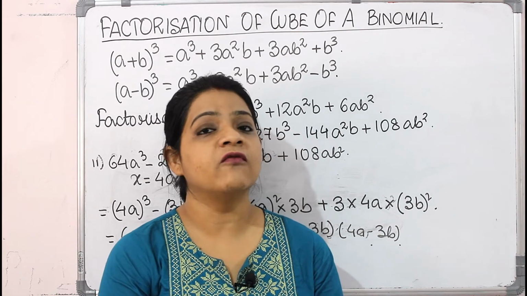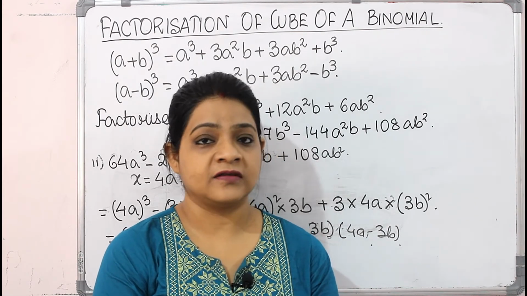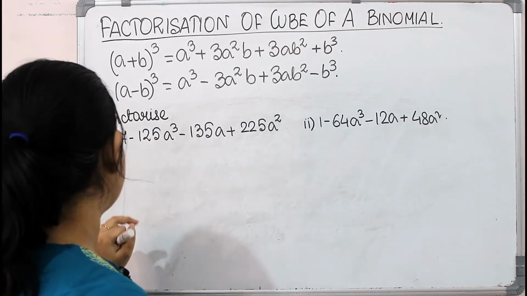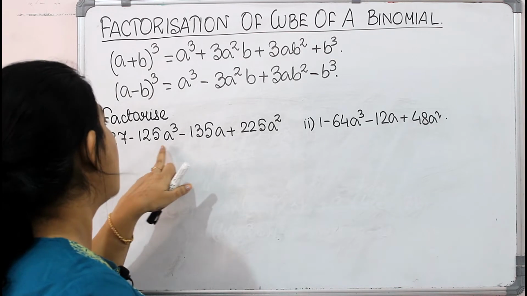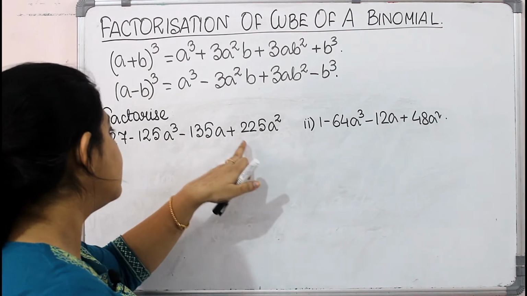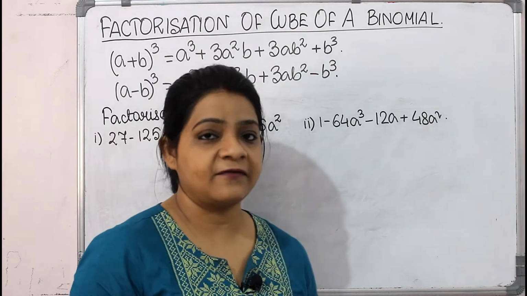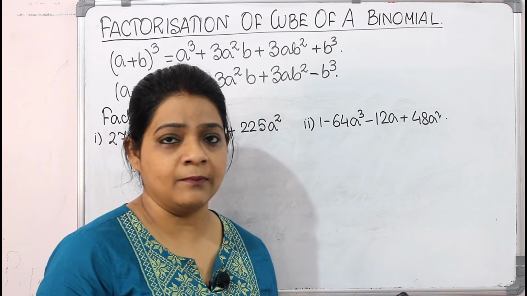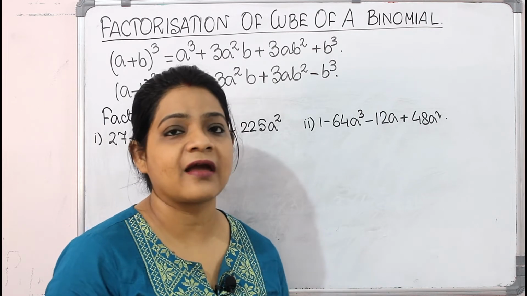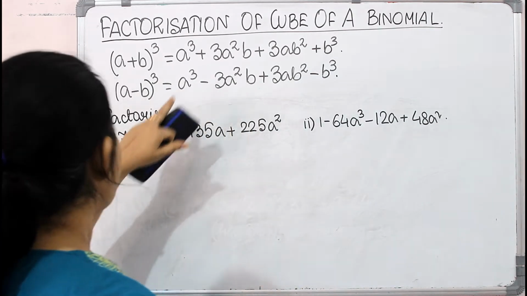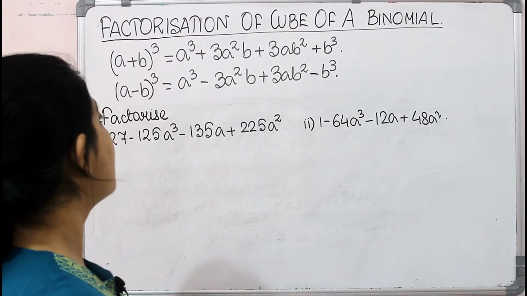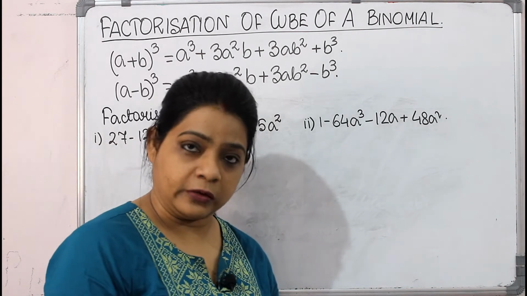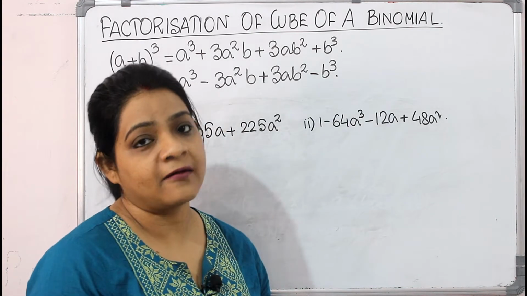Okay, let's move on to the next set of sums. The first sum is 27 minus 125a cube minus 135a plus 225a square. You are to factorize, going by the previous method as I have explained. Here obviously it comes under the formula of (a minus b) whole cube. Next you find the perfect cubes.